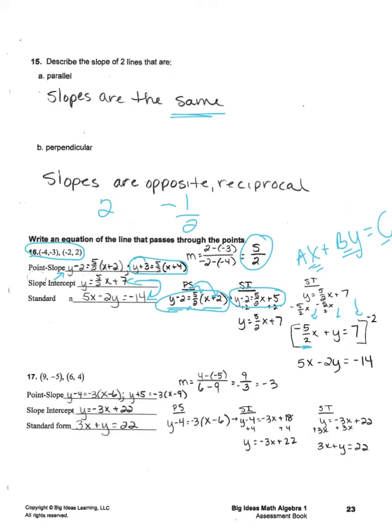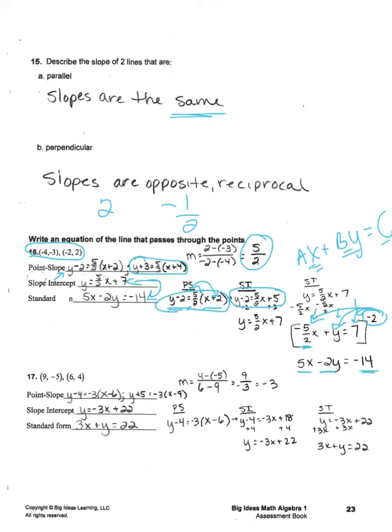So I need to clear the denominator and the negative sign by multiplying the whole thing by negative 2. So negative 2 times negative 5/2 x gives me a positive 5x. Negative 2 times positive y gives me a negative 2y. Negative 2 times 7 gives me a negative 14.